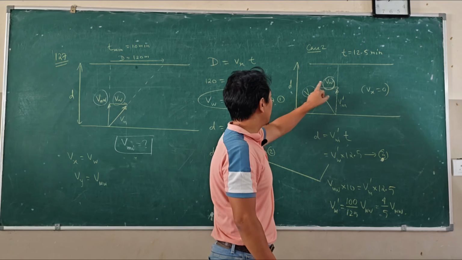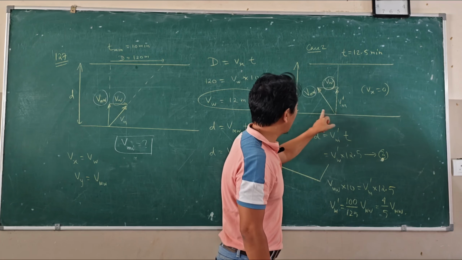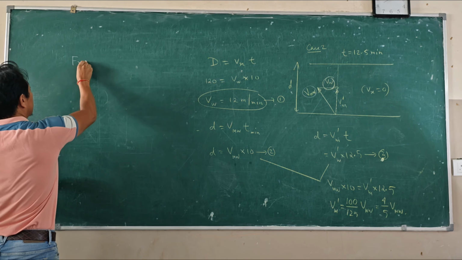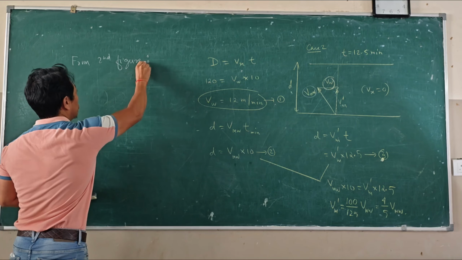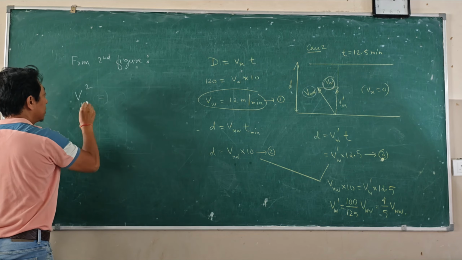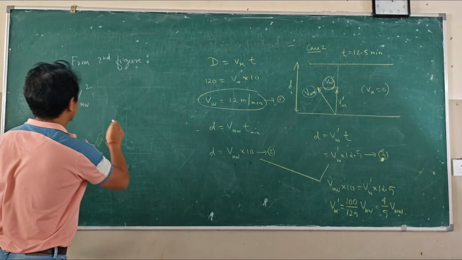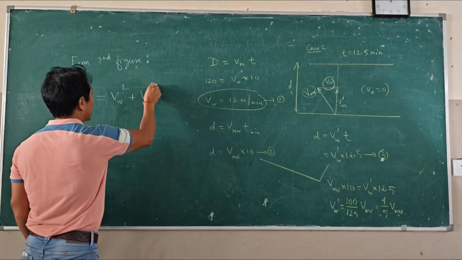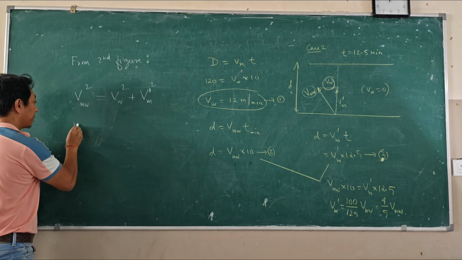So Vw I already know. Vm dash I know in terms of Vmw. So here if I use the Pythagoras theorem, I will get Vmw. From the second figure, we can write Vmw square is equal to Vw square plus Vm dash square. Vmw we have to calculate.